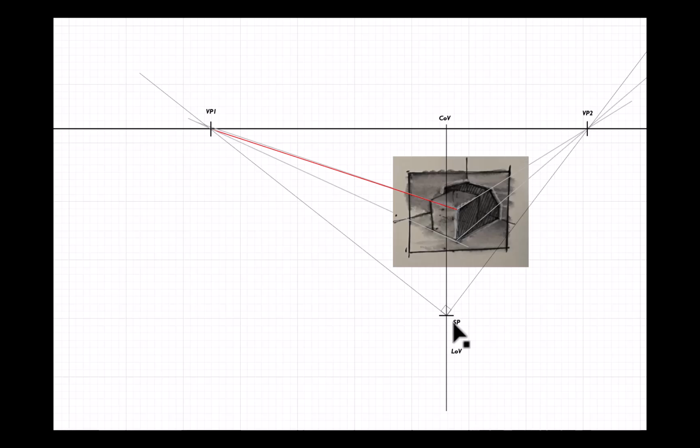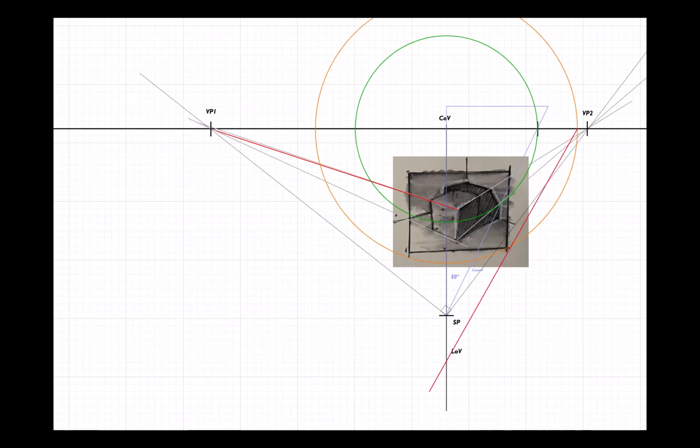So basically, okay, if that's my station point and those are my vanishing points, I've got the beginning of the mechanics. But then if I draw a cone of vision here, it looks like that. So take a look. I'm a little bit out of the cone of vision here. So how would you fix that? You would basically take the station point and move it a little bit farther away, and that would enlarge your cone of vision.